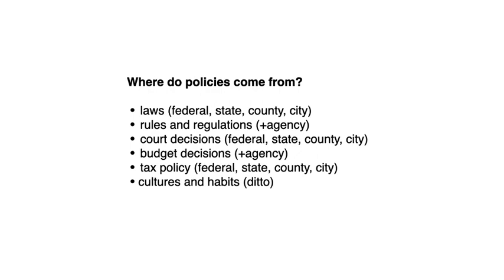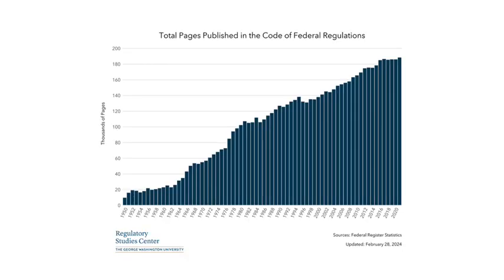And we're also talking about cultures and habits, things that we do just because that's how we do them. Again, notice how many moving parts there are. This is now looking at the Code of Federal Regulations, the total number of pages published, just to give you a sense as to just how much is going on. The CFR is the codification of the general and the permanent rules that are put out by the departments and agencies of the federal government.